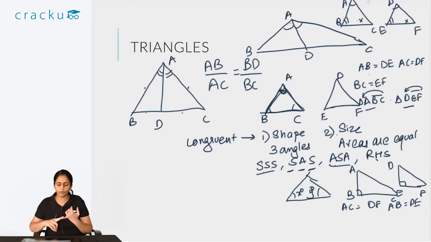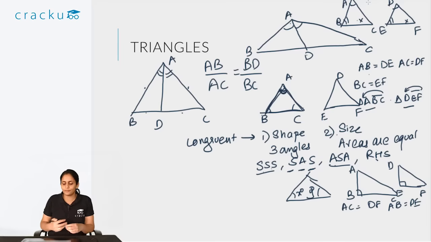So for congruent triangles, once you figure out that ABC is congruent to DEF, you can infer that corresponding sides will be equal, corresponding angles will be equal. They'll have the same area and the same shape. Now, similar triangles are kind of a superset of congruent triangles. They are triangles that have the same shape, but not necessarily the same size.